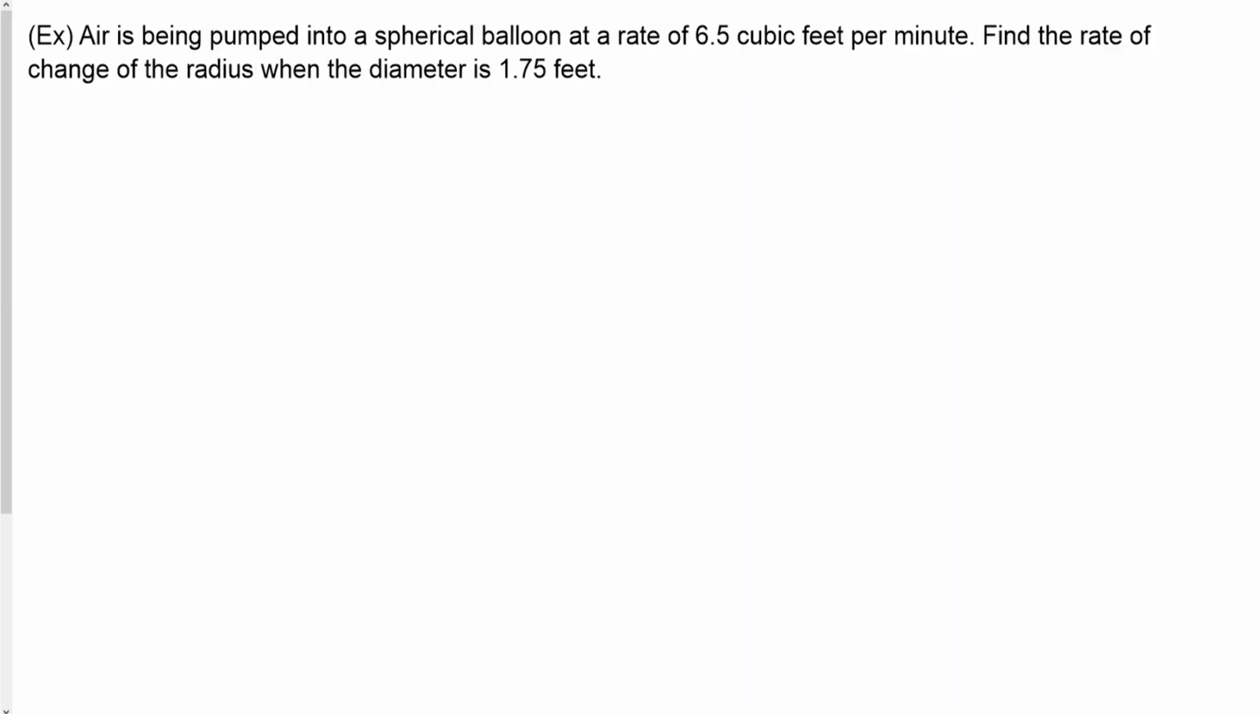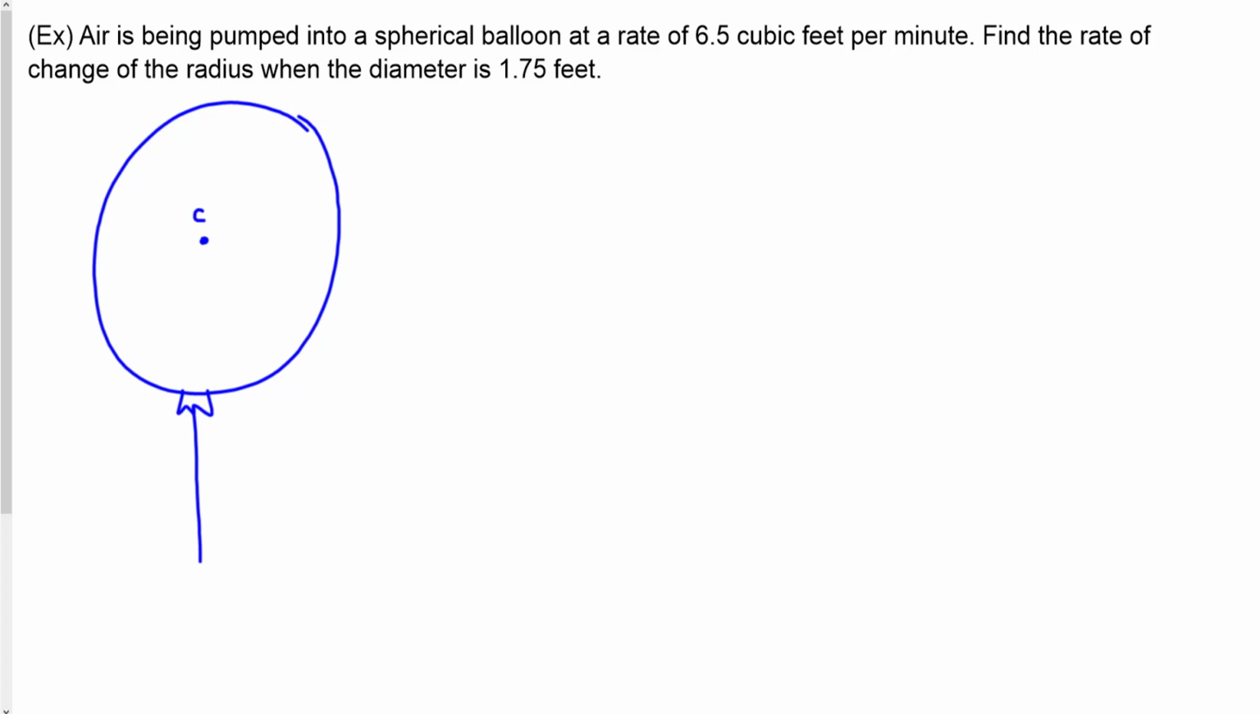Next, air is being pumped into a spherical balloon at a rate of 6.5 cubic feet per minute. Find the rate of change of the radius when the diameter is 1.75 feet. All right, so we have this balloon that's spherical, and I know that balloons aren't really spherical, but for simplicity's sake, this is a spherical balloon. All right, because it's spherical, that means there is a center point, and that center point defines a radius for us.